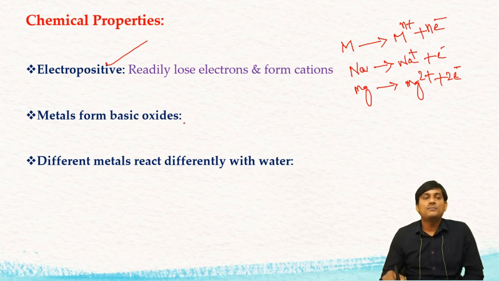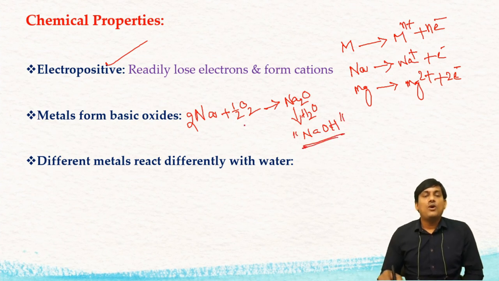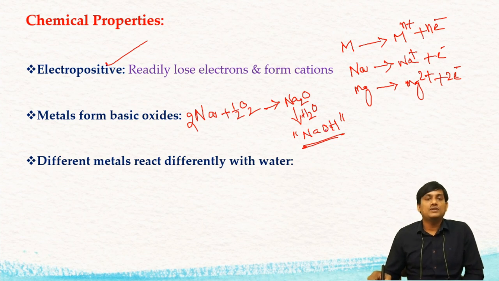Metals form basic oxides. Suppose you take sodium, when you react with oxygen, there is a formation of metal oxide, that is Na2O. When you dissolve it in water, upon hydrolysis, this will become sodium hydroxide. So the metal oxide is basic in nature.